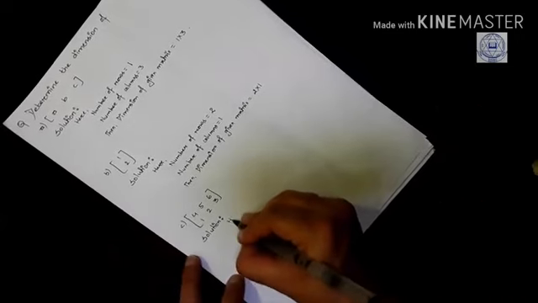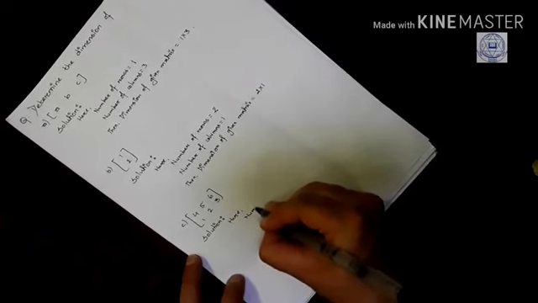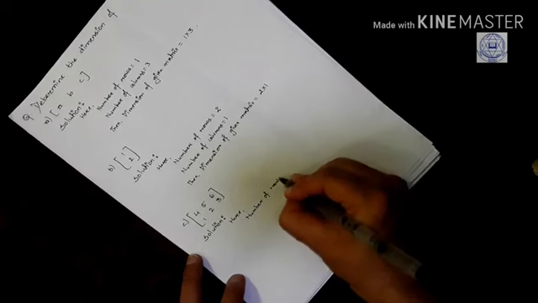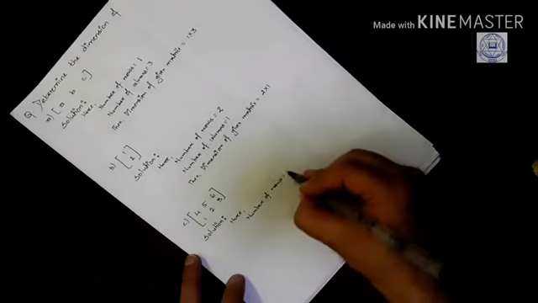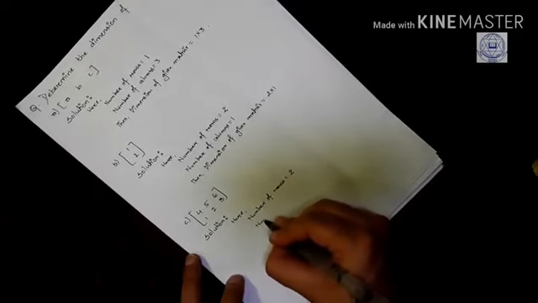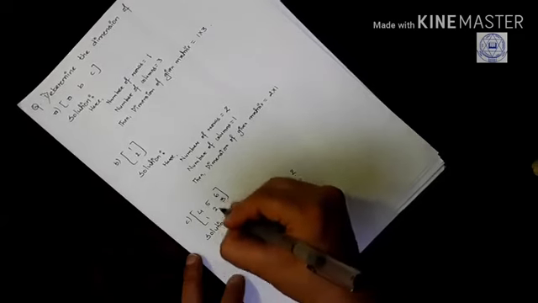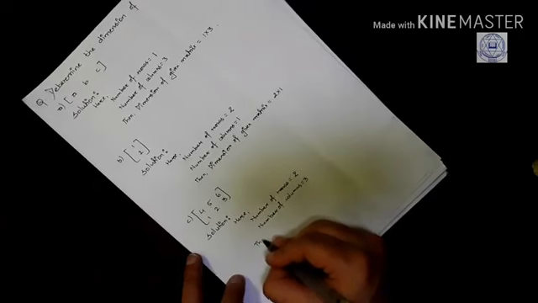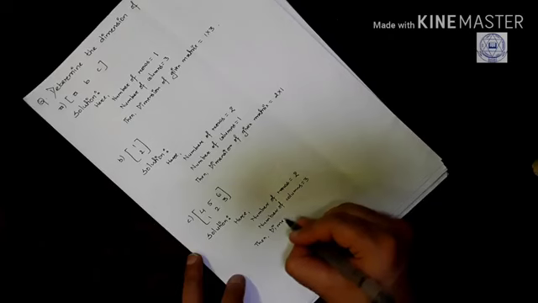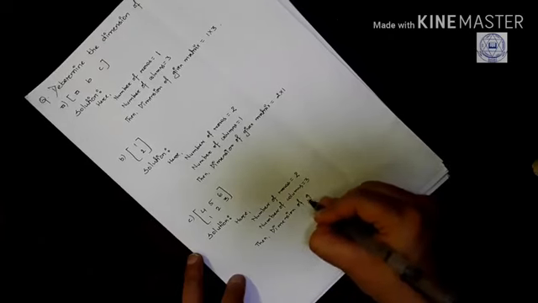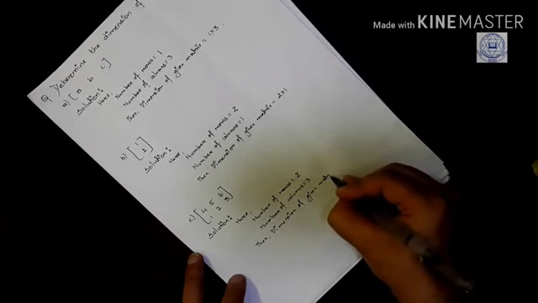Now the third question. It's the same, very simple. What is the number of rows in this matrix? 1, 2. And the number of columns, 1, 2, 3. Okay, then dimension of given matrix is equal to 2 by 3. This is very simple. So, I hope you understand this question very well and the solution as well.